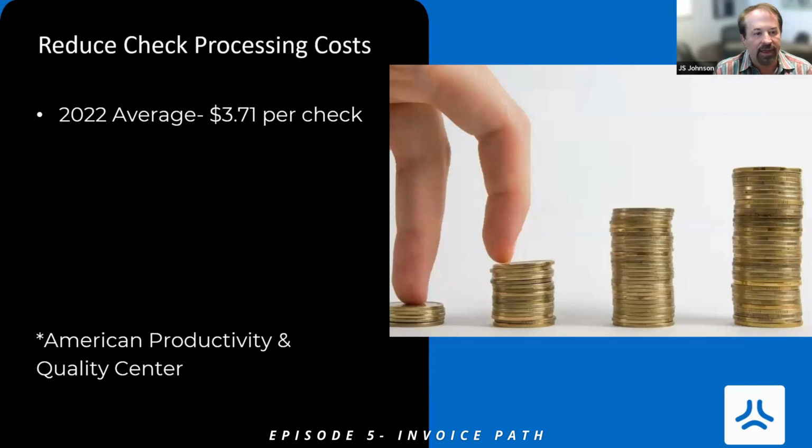Now, the next thing is reducing the cost of processing checks. Just for the record, I think the number that I've expressed is low, but I have a citation here, and we're going to go with it. It's the American Productivity and Quality Center. You can see it right here. Now, who is this? I have no idea. I'd never heard of the American Productivity and Quality Center until I created this proposal. So why did I pick them?